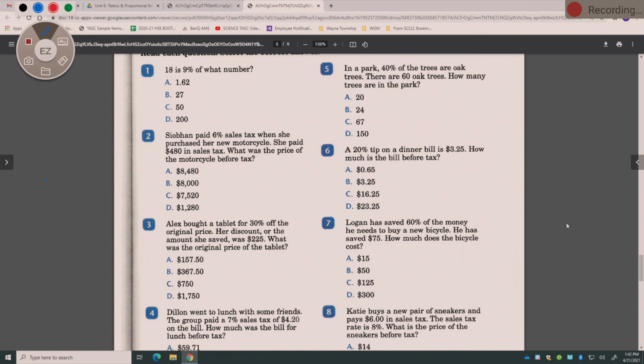Let's do some problems together. 18 is 9% of what number? Well, first let's take our 9% and let's make it into a decimal, right? We start at the percent sign and we go 2 spaces over and draw our decimals. So 9% is 0.09. Then we know we want to do part, which is 18, divided by percent as a decimal, which is 0.09, and that equals 200.